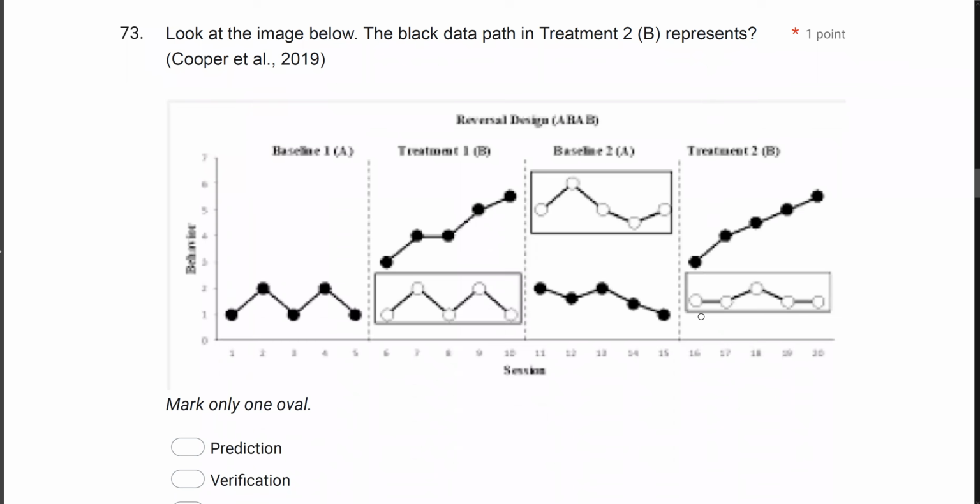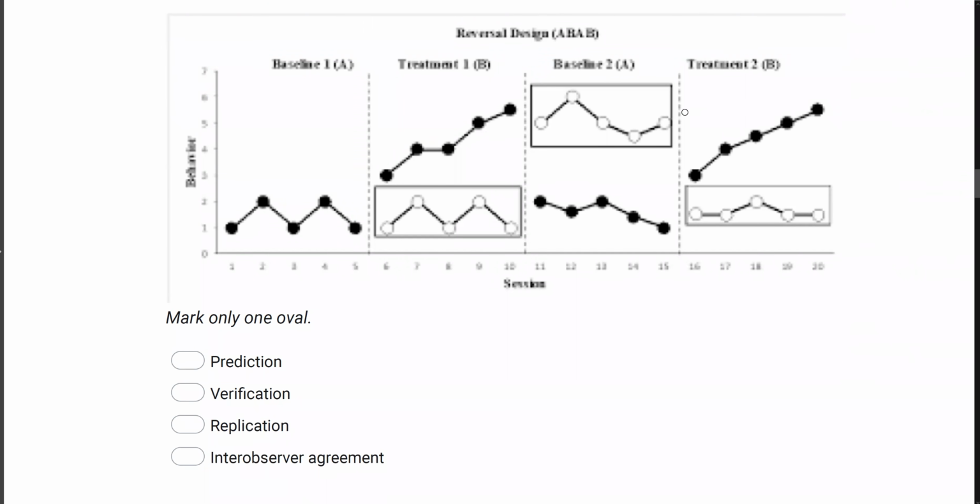Look at the image below. The black data path in treatment 2B represents what? So we're looking at this blurry image, but we're looking at treatment 2B, right? And we have a reversal design, an ABAB design, okay? So we're looking at some sort of baseline logic here. So let's go point by point, right?